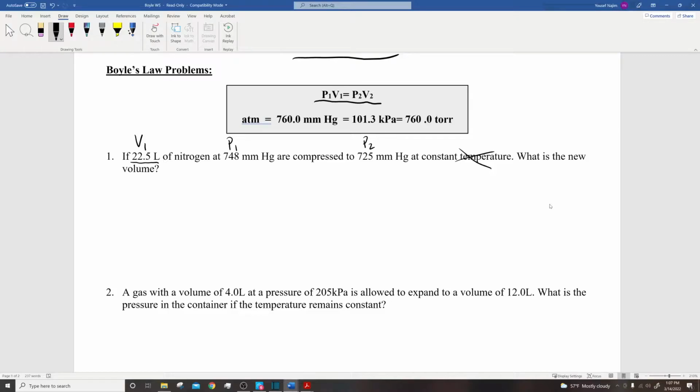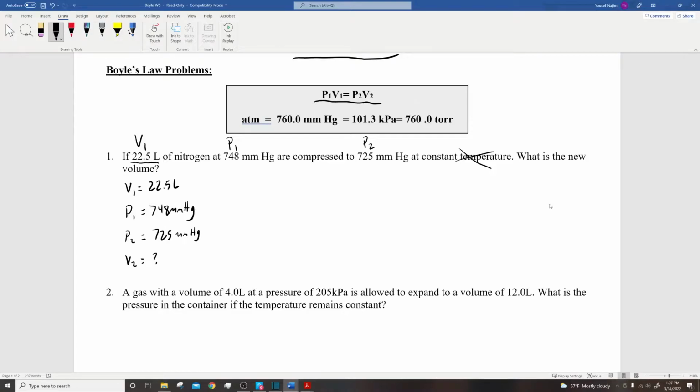Over here on the side, I'm going to put in all of our variables. So we got V1 is equal to 22.5 liters. P1 is equal to 748 mmHg. Our P2 is equal to 725 mmHg. And then our V2 is what we're actually solving for.